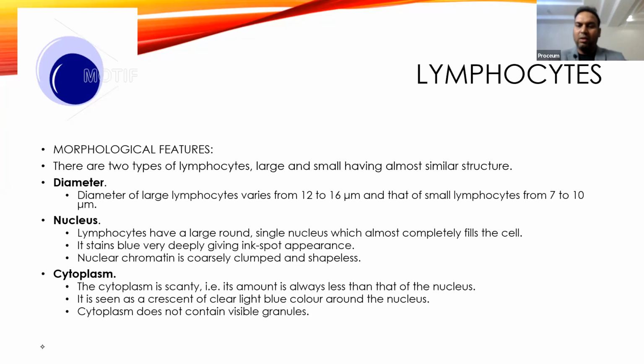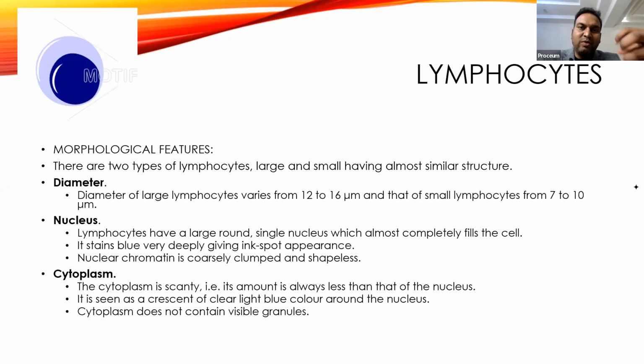Now come to the lymphocytes. Morphologically, lymphocytes are a little bit smaller. Depending upon their size, they are divided into two parts: large lymphocytes and small lymphocytes. Small lymphocytes are more mature, while the large lymphocytes are much younger.